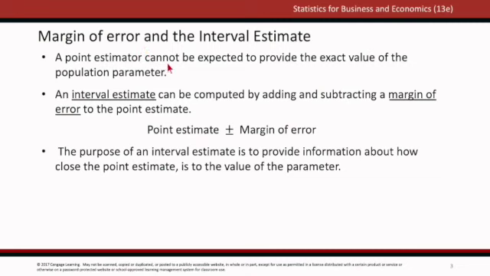A point estimator cannot be expected to provide the exact value of the population parameter. An interval estimate can be computed by adding and subtracting a margin of error to the point estimate using this formula: point estimate plus minus the margin of error. And later on, we're going to learn how to calculate this number, margin of error. The purpose of an interval estimate is to provide information about how close the point estimate is to the value of the parameter.